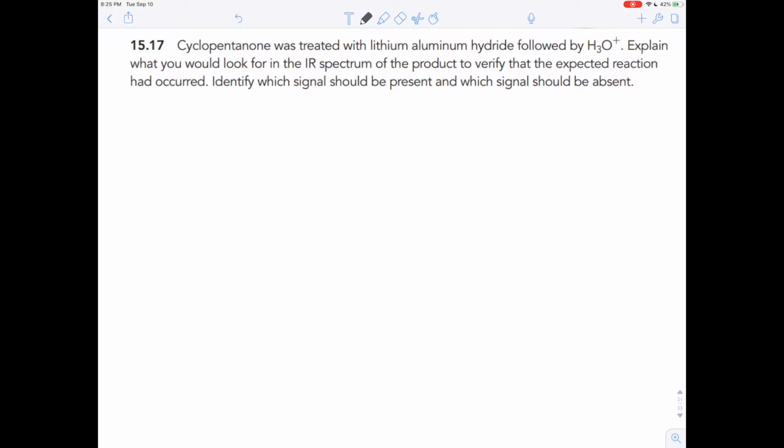In exercise 17, it says, cyclopentanone was treated with lithium aluminum hydride, followed by H3O+. Explain what you would look for in the IR spectrum of the product to verify that the expected reaction had occurred, and identify which signal should be present and which signal should be absent if the reaction goes to completion.